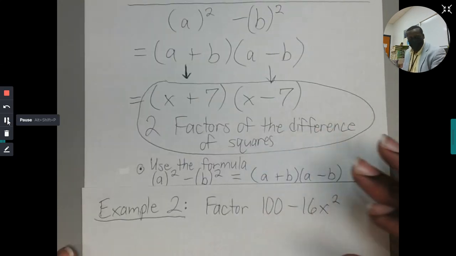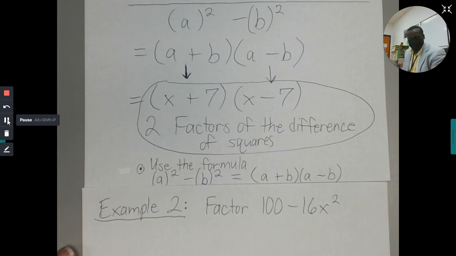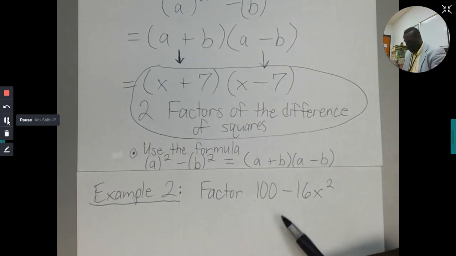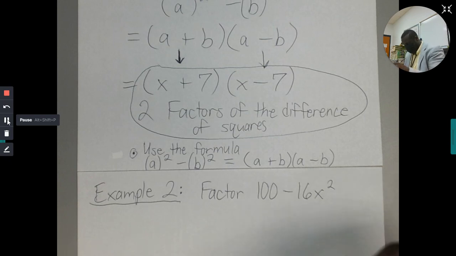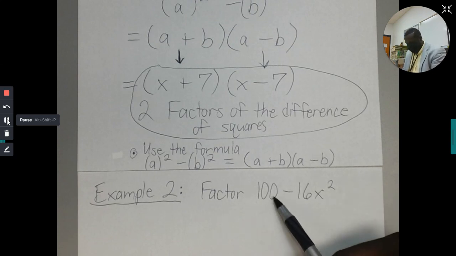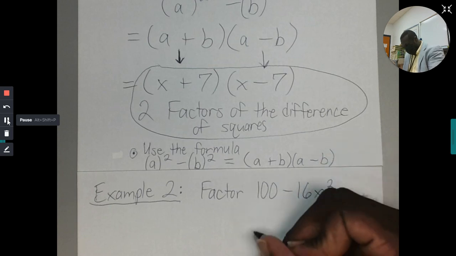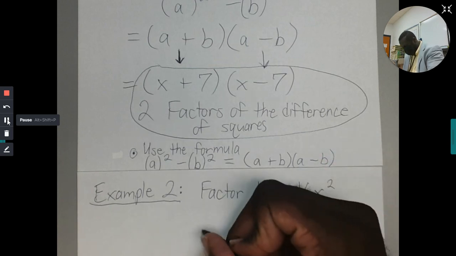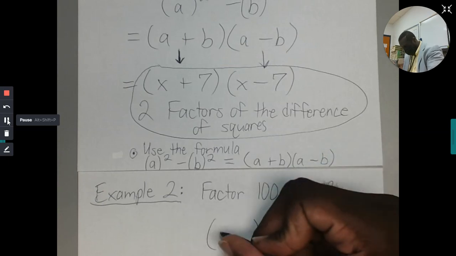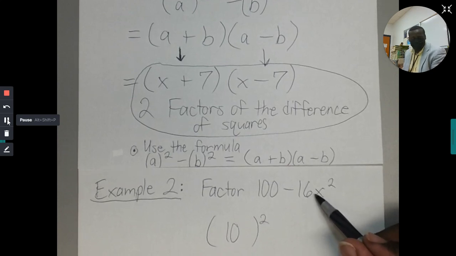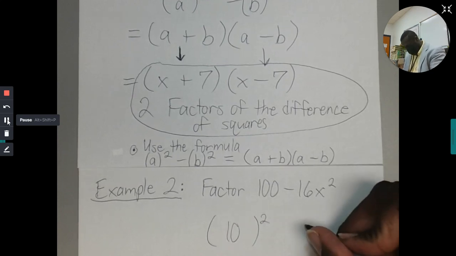All right, so let's look at another example. In this one, we are factoring 100 minus 16x squared. Again, the first thing we want to do is rewrite our expression in the form a squared minus b squared. Remember, guys, you can take the square root of this number. The square root of 100 is 10. You can also take the square root of this constant: the square root of 16 is 4.